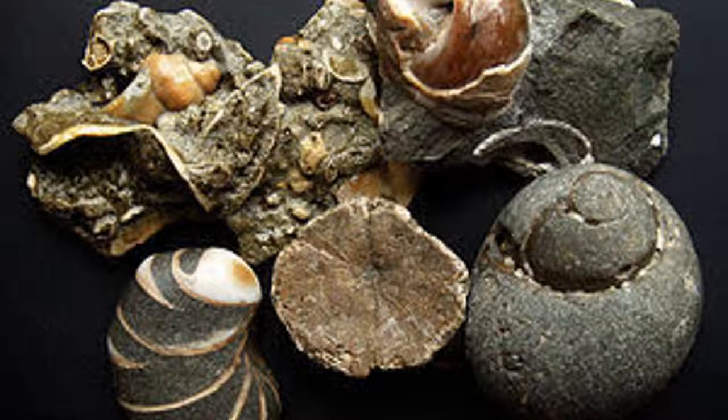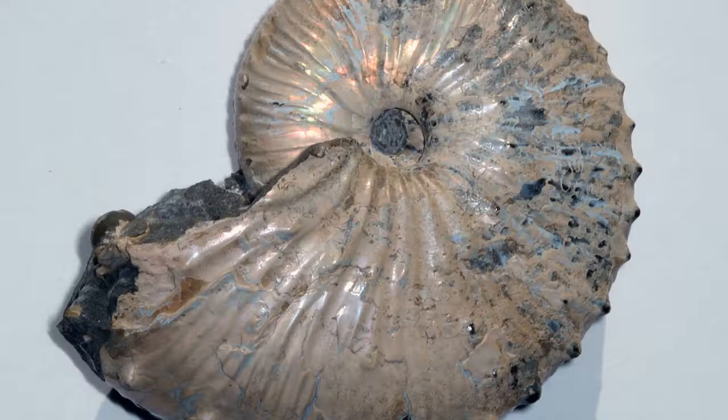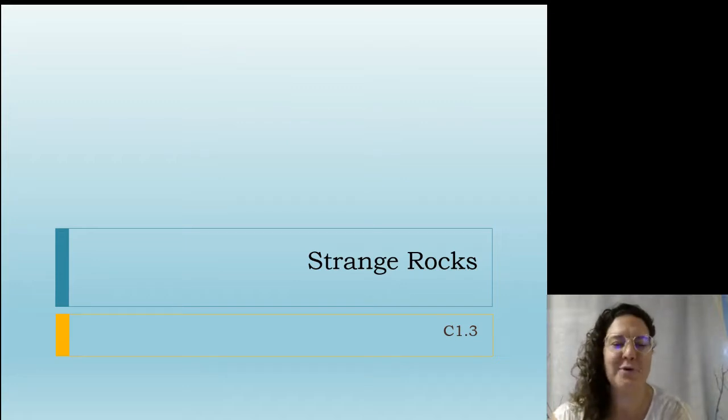Did you know that we can look at fossils and estimate how old a rock form is from? These fossils are known as index fossils and are found all over the world. Hi, in this lesson, we're going to talk about how rocks and fossils can tell us about the history of life on Earth.